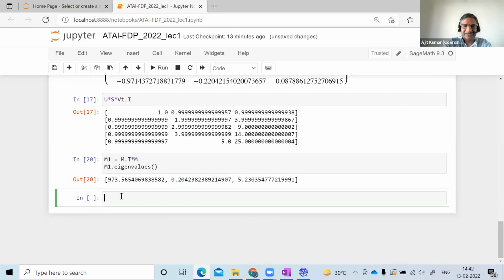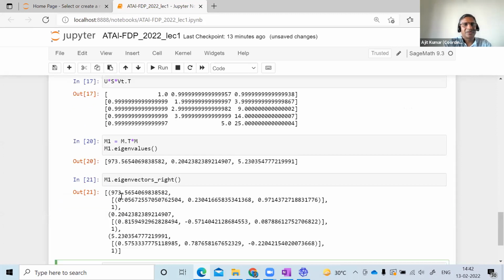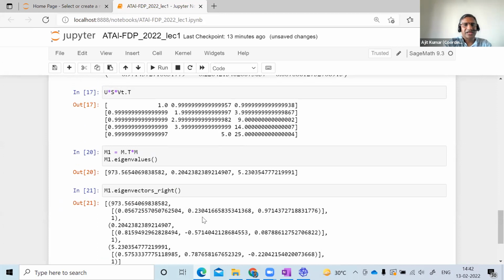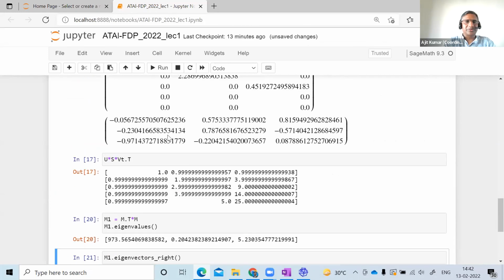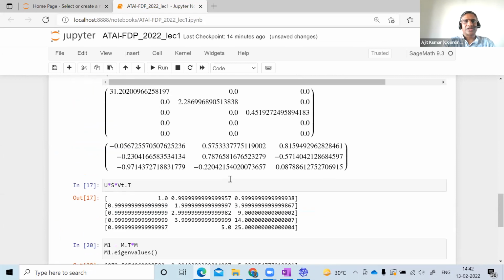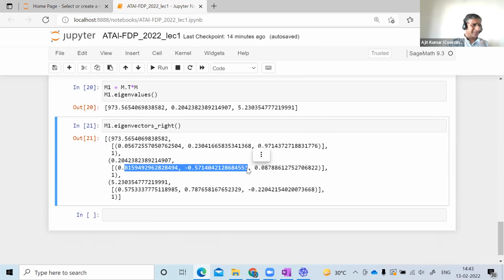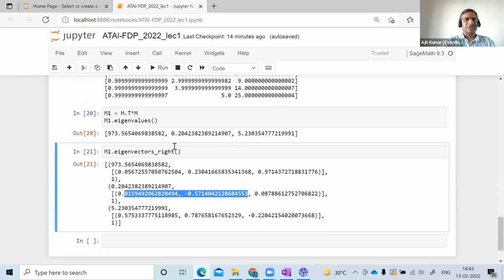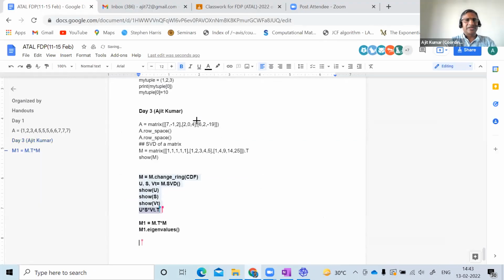Similarly, I can find eigenvectors, M1 dot eigenvectors, right? So this is my first eigenvector with respect to this eigenvalue and so on. If you compare the first column of this, it is going to be the first eigenvector. If you compare the second column of this matrix V transpose, that's going to be the second. Or some interchange may sometimes happen, or a negative or scalar multiple of this. So you can construct these things very easily.